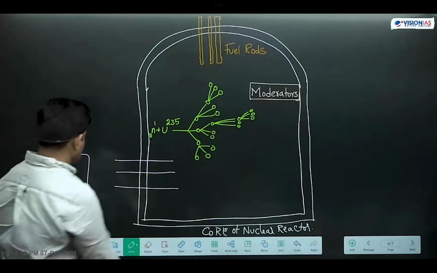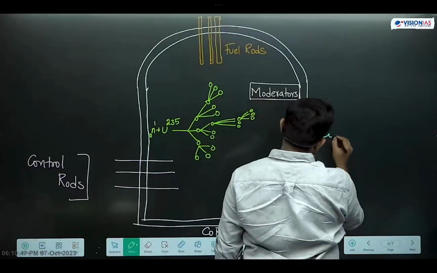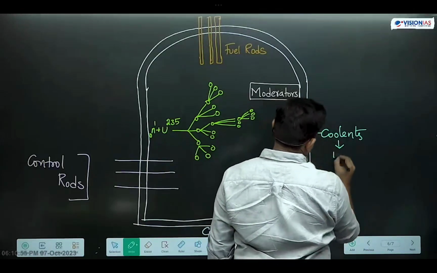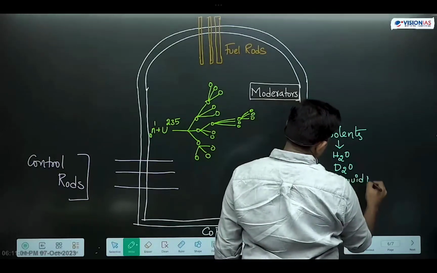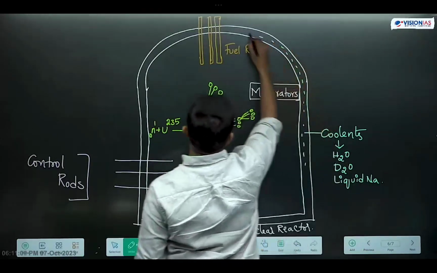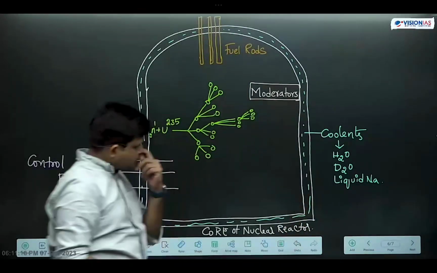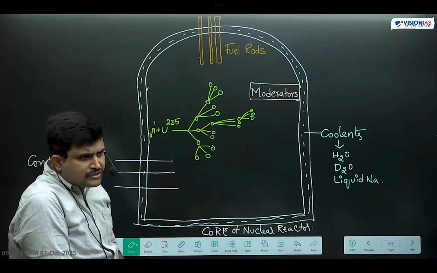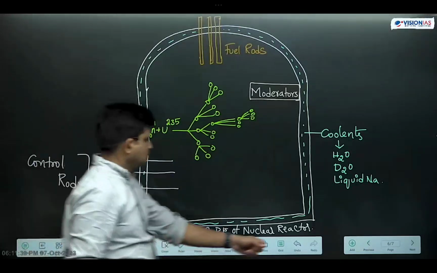Next, other than this, are coolants. What are the coolants that we use here? Coolants used in the nuclear reactors are water, heavy water, and liquid sodium. Got it? These are the components of nuclear fission reactors. Done, students? Shall I take one by one?